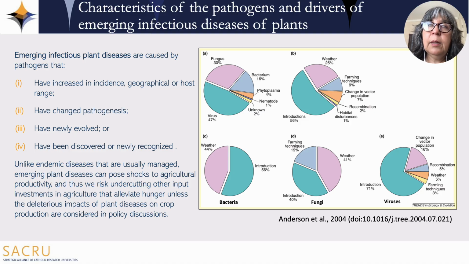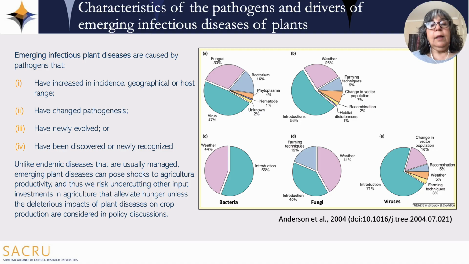When you address the drivers of these new emerging pathogens causing emerging plant diseases, you can see that the introductions in letter B are the main driver of the emergence of these pathogens. Introductions are caused by movement of humans, international global trade, or people moving from one country to another. Those are the main drivers of the emergence of new pathogens, followed by some alterations in weather conditions or variation in farming techniques.